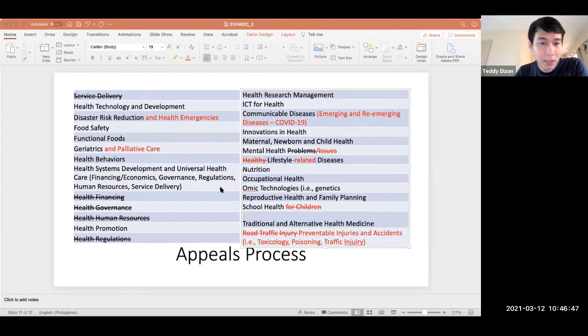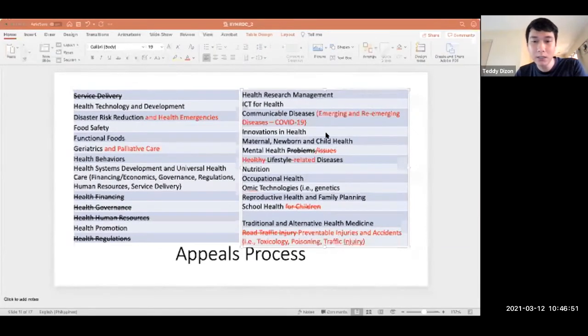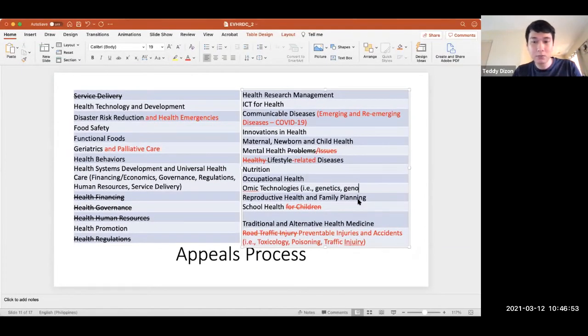Genetics, genomics studies, and molecular studies.